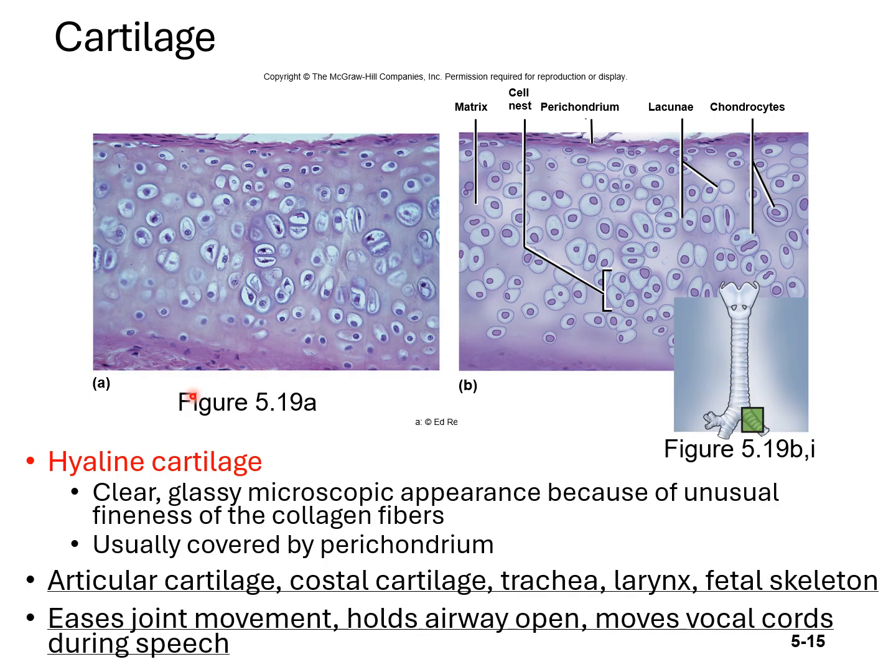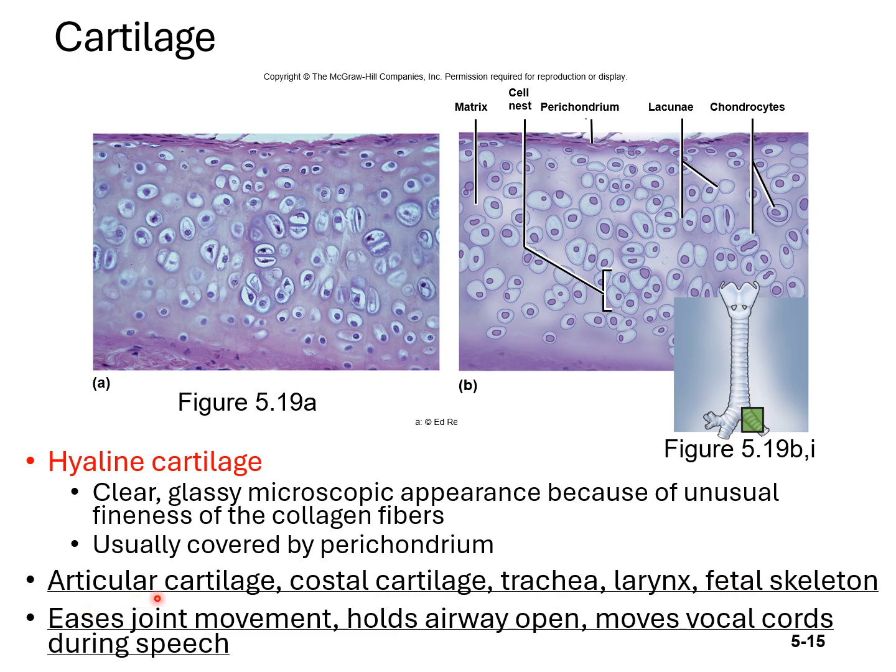Hyaline is kind of interesting because to me it looks like coffee beans thrown onto a table. You can see there's space in between them. You don't have any visible fibers. It has a clear, glassy, microscopic appearance because of the unusual fineness of the collagen fibers. It's found in the articular cartilage, costal cartilage, trachea, larynx, and fetal skeleton.